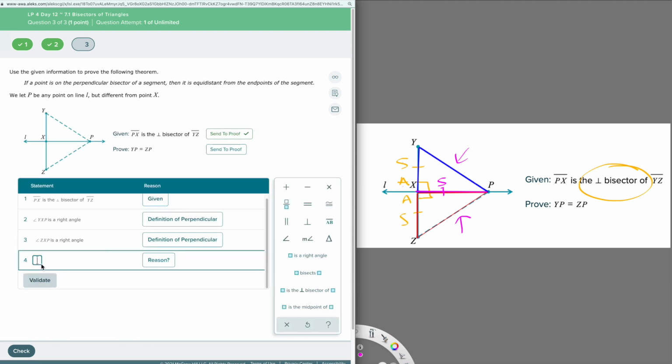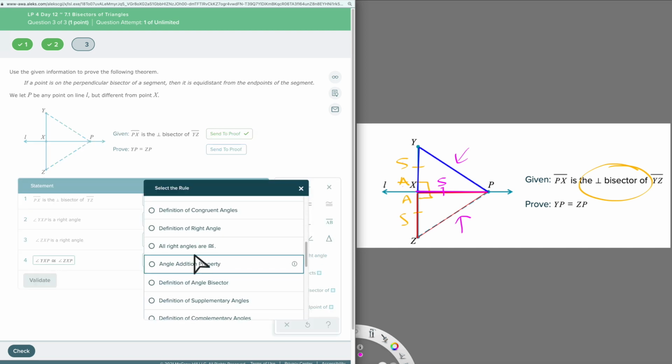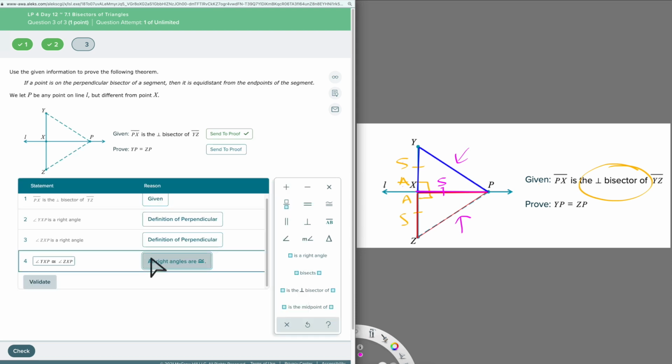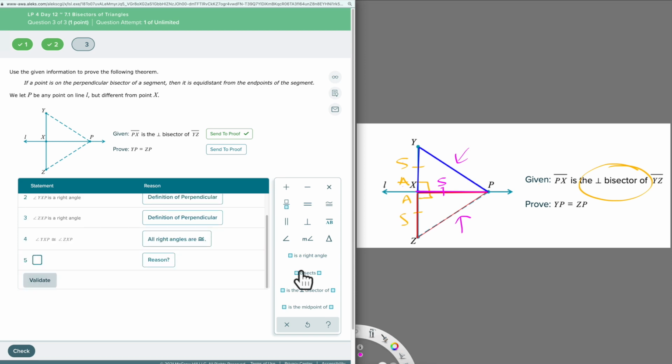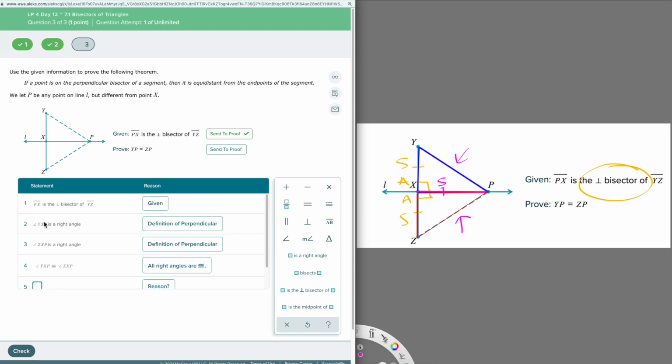So now that I know they're both right, I still have to state that they're equal to each other, because even though they're both right, I haven't actually put those together yet. So angle YXP is equal or congruent to angle ZXP, and that's because all right angles are congruent. Once I know that there are two angles that are right, they are equal to each other, so I can go ahead and validate that. That's all I've done. Those last three steps were just to show that these two angles were congruent to each other.